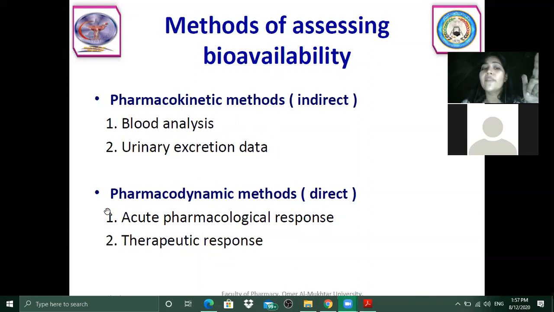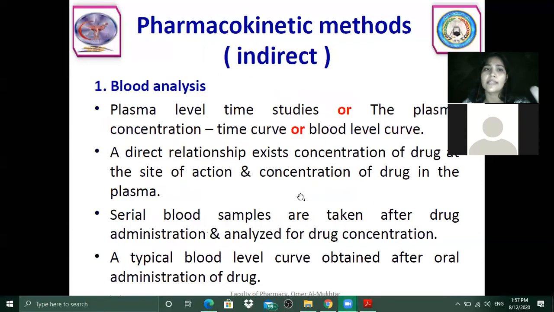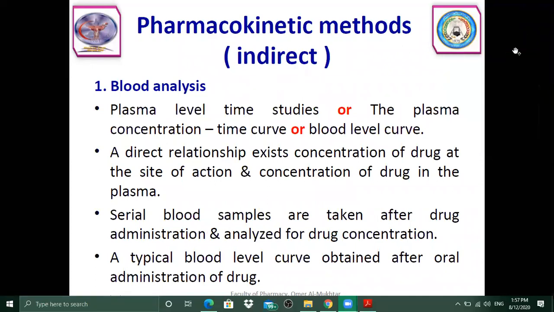In pharmacodynamic methods, which are also called direct methods of assessing bioavailability, we have the acute pharmacological response method and the therapeutic response method. One by one, we will see what all these methods are exactly. So the pharmacokinetic method, which is called the indirect method, what is it?